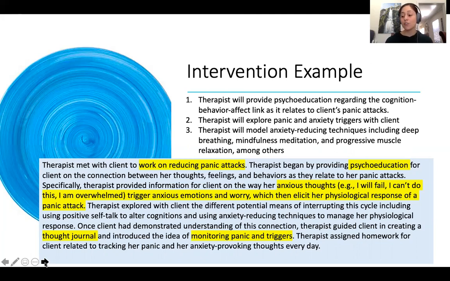Then I introduce the thought journal, which is part of the client's role in the treatment plan, which you may remember. Okay, so there's thought journal highlighted there. And I follow up with a homework assignment to practice monitoring and tracking triggers, which is something the client had agreed to in their role, and also something that the parent had agreed to in the support member's role.